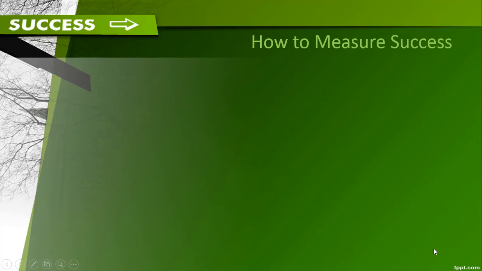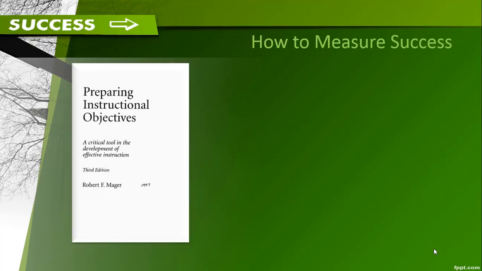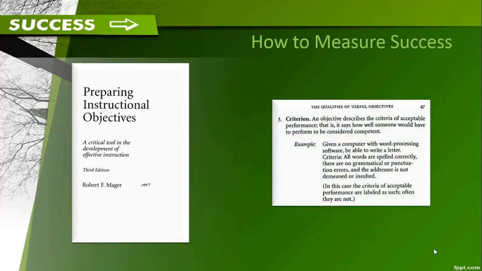The last area of difficulty was how to measure success. And here, those of you who have taken the 5, 6, 9 class and maybe other classes where you look at majors, ideas on preparing instructional objectives may remember that he has one of the parts of a well-written objective, which is criterion. So what is a criteria to describe acceptable performance in that objective, or how well someone would have to perform to be considered competent?